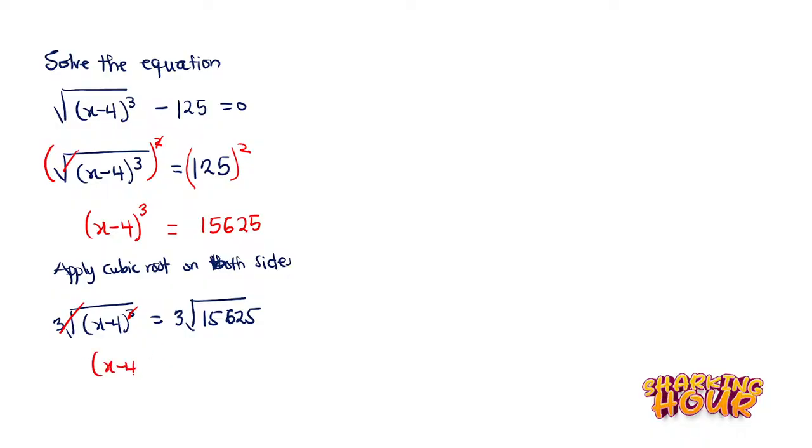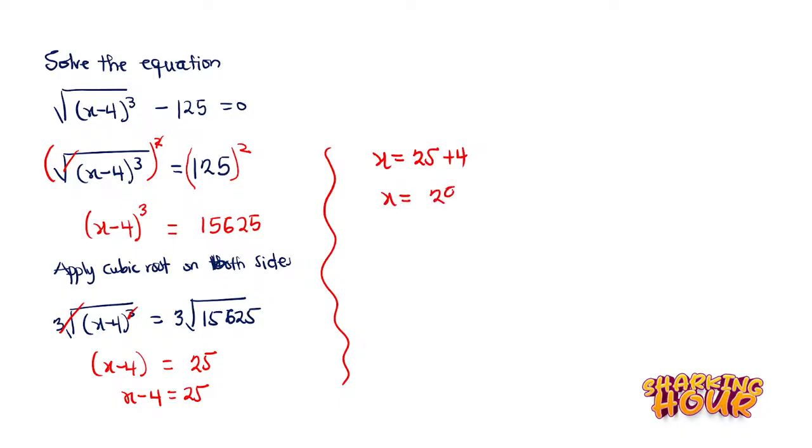So I'll be left with x minus 4 on this side, and this will be equal to the cubic root of 15,625, which from my calculator is 25. So x minus 4 is equal to 25, and I send the negative 4 to the other side of the equal sign, where it becomes positive 4. So x is 25 plus 4, which gives us 29.